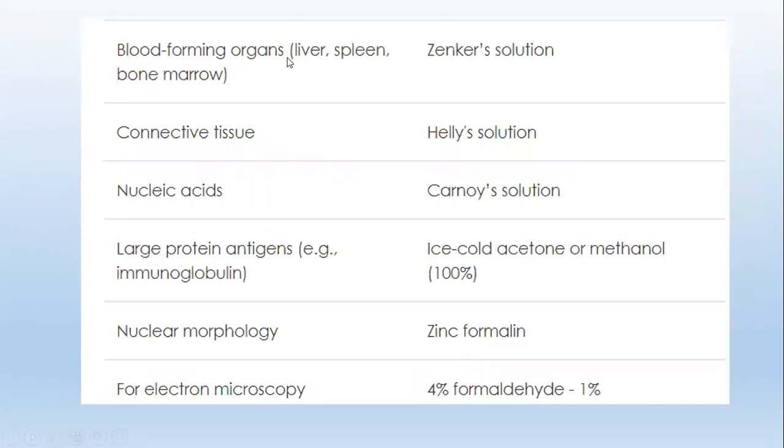Blood-forming organs, that is liver, spleen and bone marrow, are fixed with Zenker's solution, and connective tissues are fixed with Helly's solution, while nucleic acids are fixed with Carnoy's solution. Large protein antigens, that is immunoglobulins, are fixed with ice-cold acetone or methanol. For nuclear morphology, zinc formalin, and for electron microscopy, 4% formaldehyde, 1%.